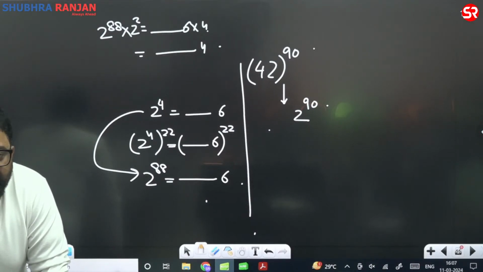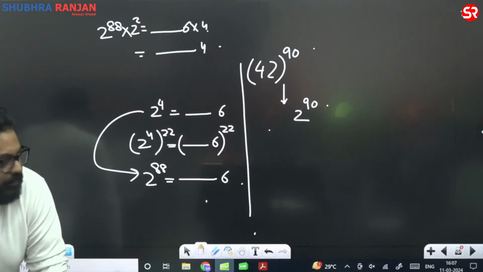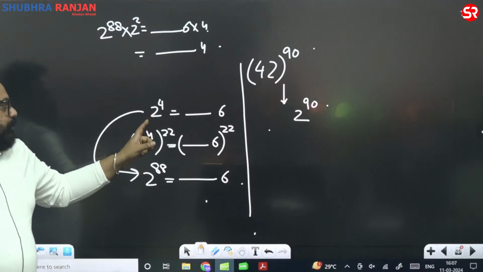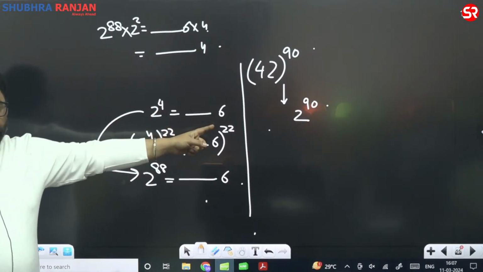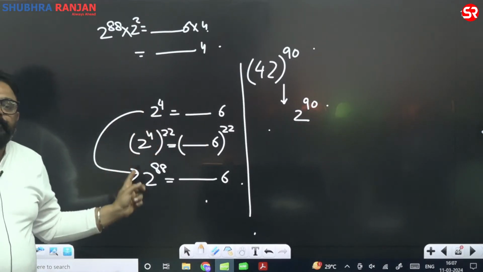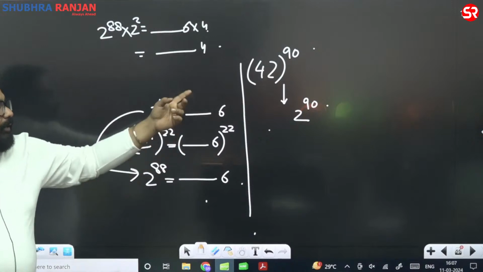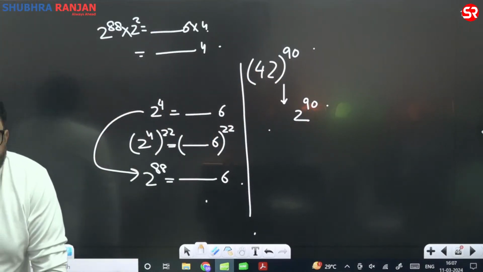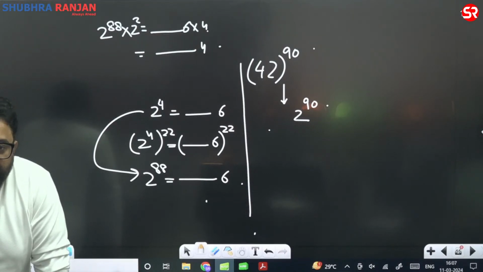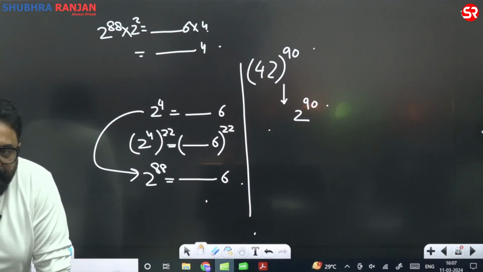What are you saying? This one? This is okay. This one? You don't need it. If 2 की power 4 gives you 6 at unit place, 2 की power any multiple of 4 gives you 6 at unit place. A multiple of 4 less than 90 is 88. 2 की power 88 would also give you 6 at unit place. Clear कर लो. Isn't it? Because any number ending with 6 raised to power natural ends with 6.